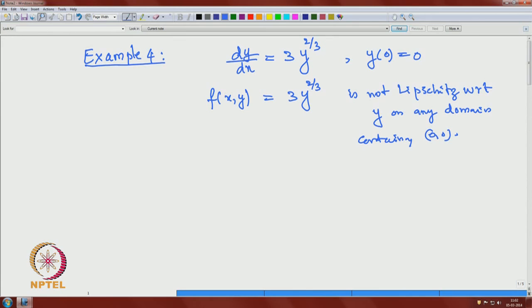Okay, so given a differential equation, we can make out whether the equation has a unique solution provided the function f is Lipschitz continuous with respect to y. That is one of the sufficient conditions. Again, remember, it is not necessary. There can be a function which does not satisfy Lipschitz continuity, but still it can have a unique solution. And we will prove the uniqueness theorems in the coming lectures. So, by various theorems we will see. Okay.